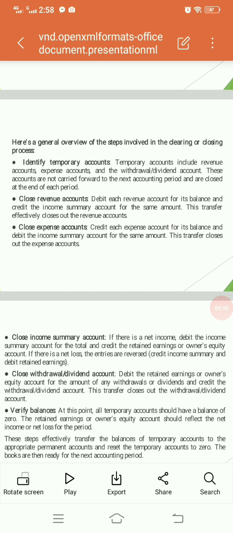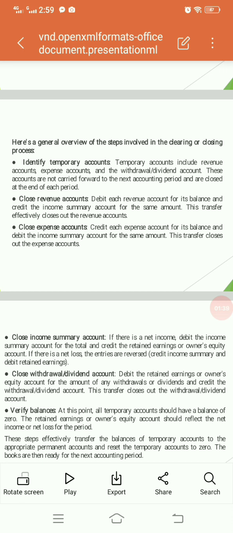The next one is closing revenue accounts. It means debit each revenue account for its balance and credit the income summary account for the same amount. This transfer effectively closes out the revenue accounts. So this is the first step of closing entries. It means to make the balance zero.